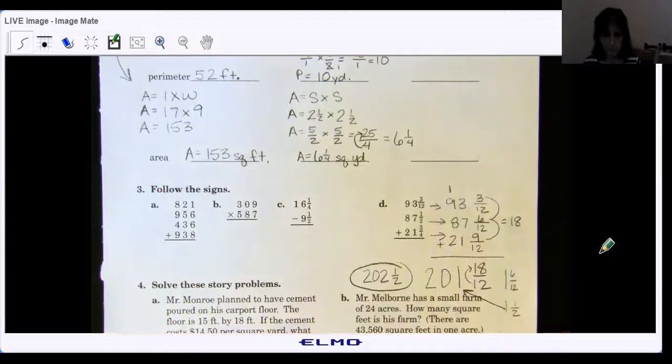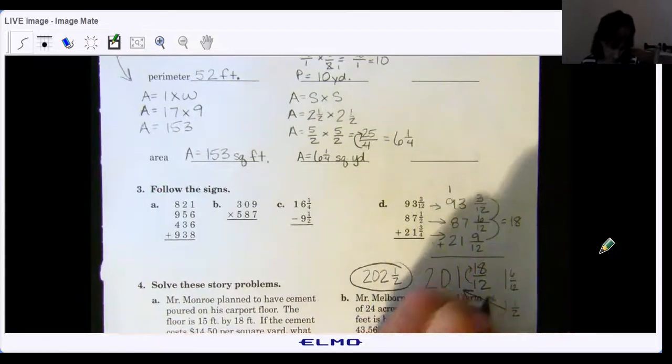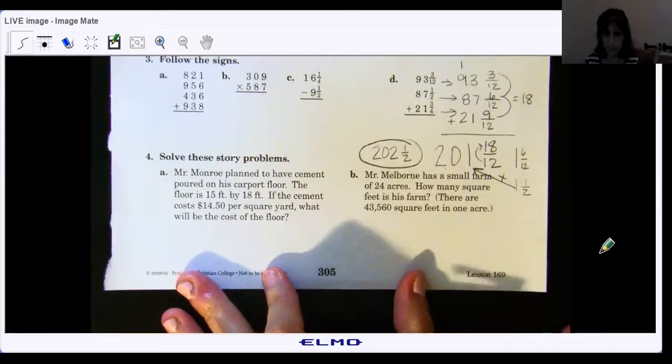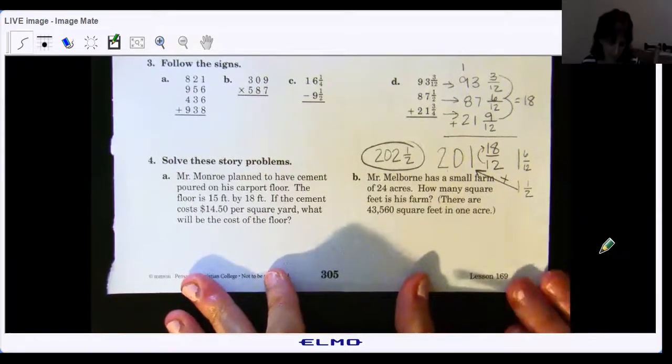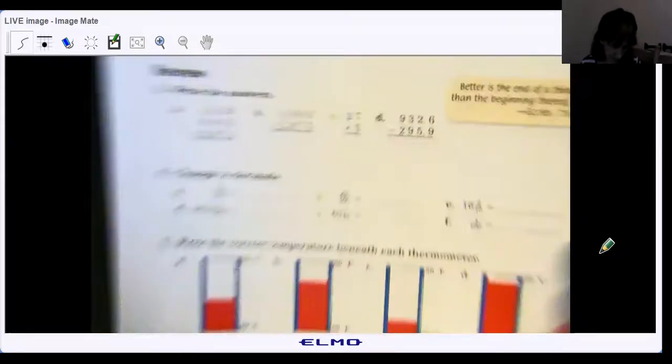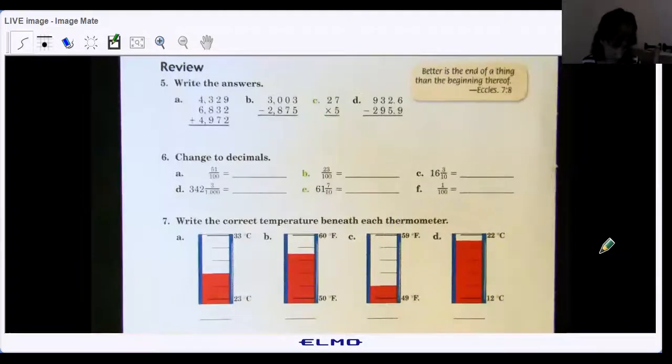And that's your final answer. All right, story problems. I'm going to skip over the story problems. You can do story problems. And let's look on the back, the review, write the answers. Let's check, you can do that.